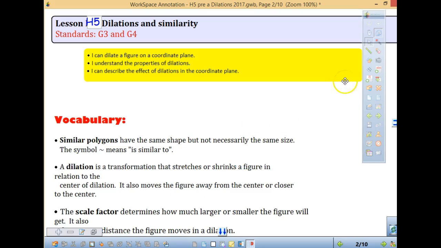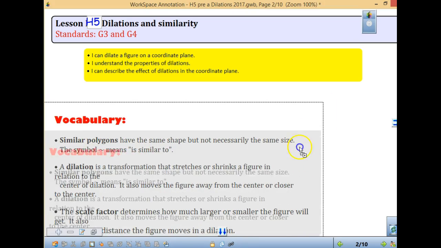So as you look at this assignment, first off, if we are reading our vocabulary, the words that you are looking at as you look at your notes.